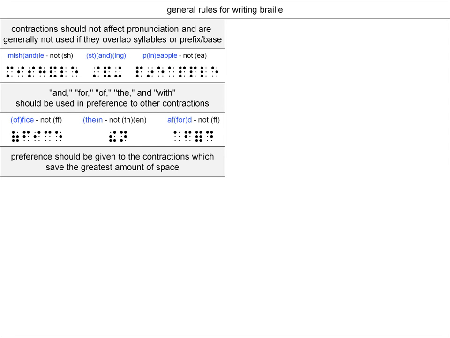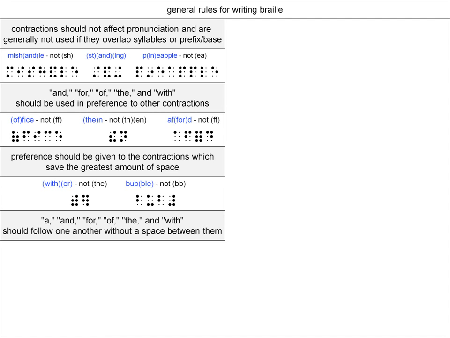The next very important rule is that preference should be given to the contractions which save the greatest amount of space. In some cases, this will trump the rule above. So the word wither would use the with and er contractions instead of the the contraction, since fewer cells would be needed. Same idea with the word bubble, using the ble contraction instead of the bb contraction saves one cell.